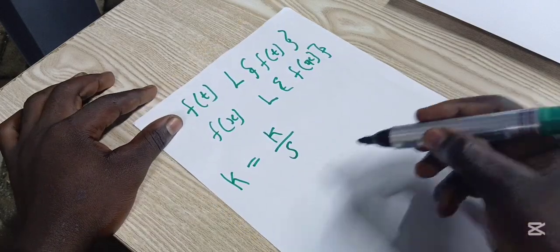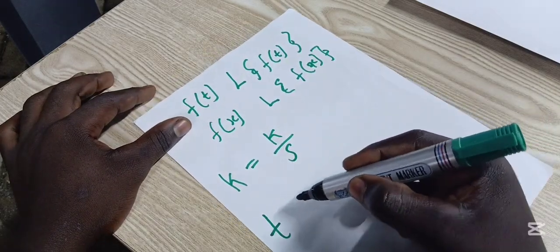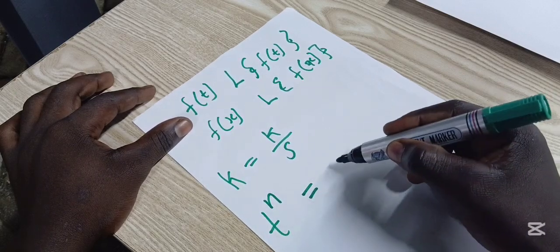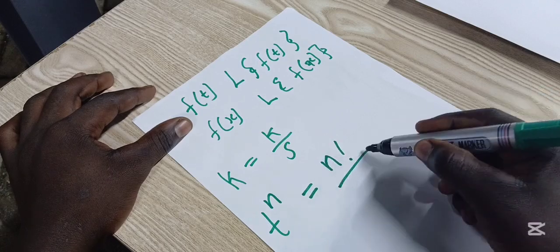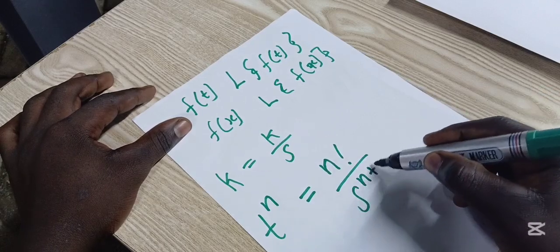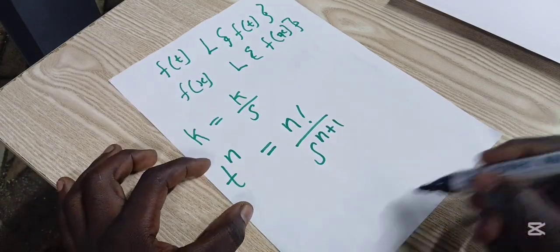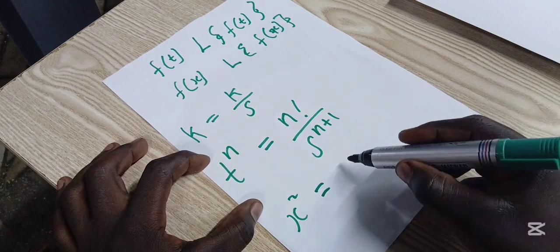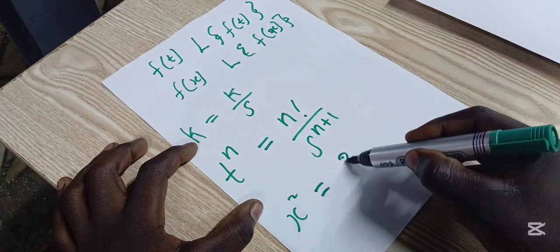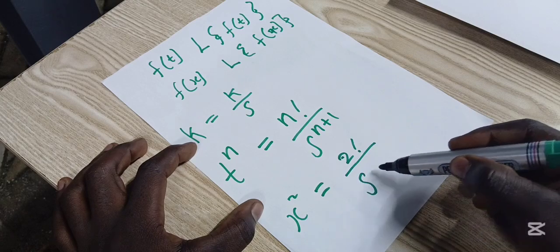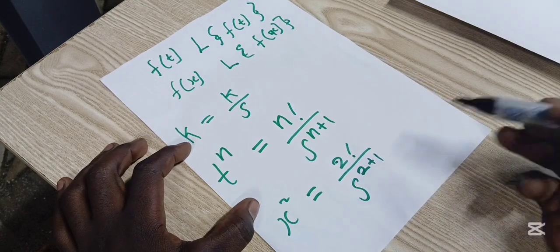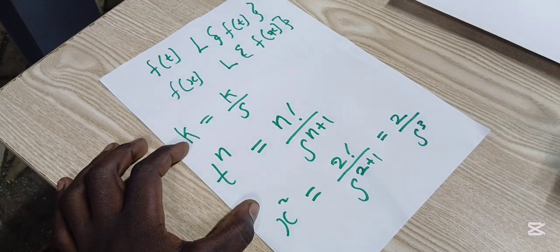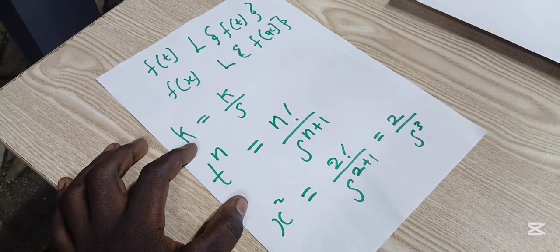The second formula you need to know is that the Laplace transform of any function of the form t to the power n is going to give us n factorial over s to the power n plus 1. Assuming we have x to the power 2, the Laplace transform of x to the power 2 is going to give us, in this case our n is 2, so 2 factorial all out of s to the power 2 plus 1, which is going to give us 2 out of s to the power 3. So that's the second formula you need to know. Let's continue.